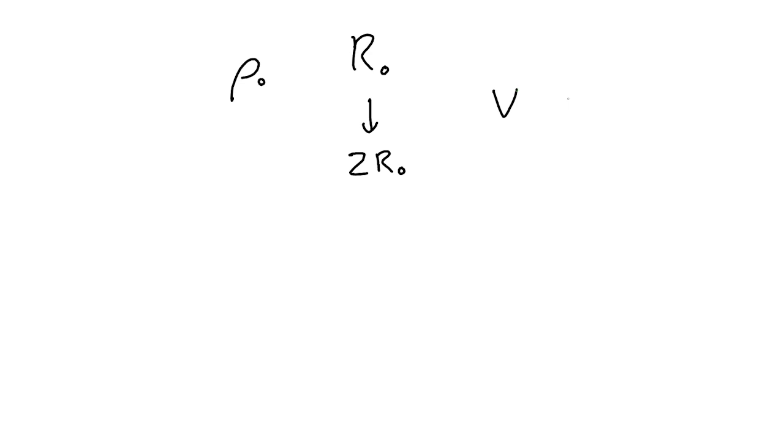Our volume is going to be directly proportional to our radius cubed. This is just a basic understanding, basically the square cube law. If you increase this length by 2 times, the volume will change by 8 times and the area will change by 4. This is just a basic square cube law.